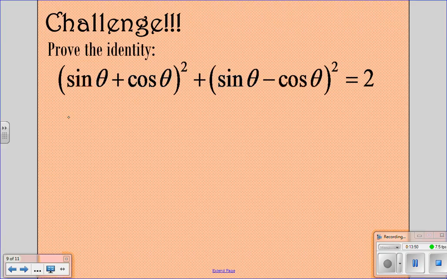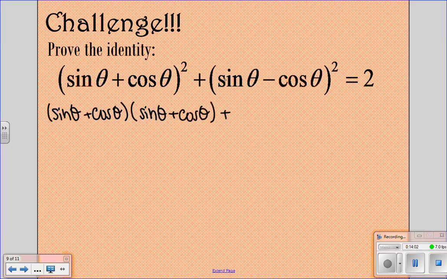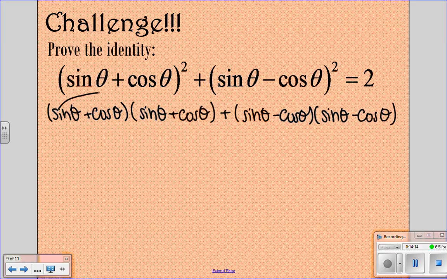sine plus cosine squared. We need to actually distribute that. So we're going to have sine of theta plus cosine of theta times sine of theta plus cosine of theta. And then same thing with the sine of theta minus the cosine of theta squared. We're going to have sine of theta minus the cosine of theta, and then sine of theta minus the cosine of theta. And so we're going to distribute. So sine times sine is going to be sine squared theta. Then we're going to have sine times cosine. So plus sine theta times cosine of theta.